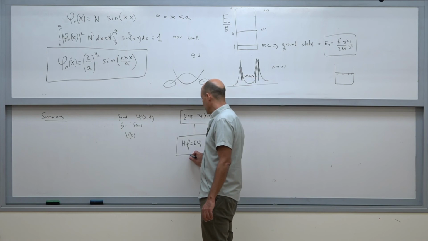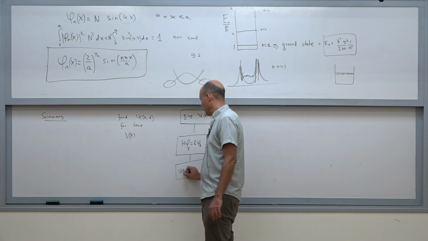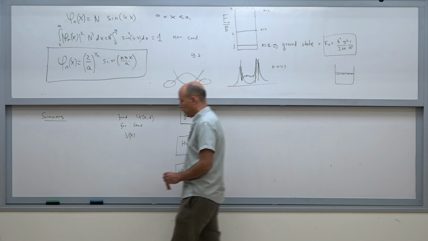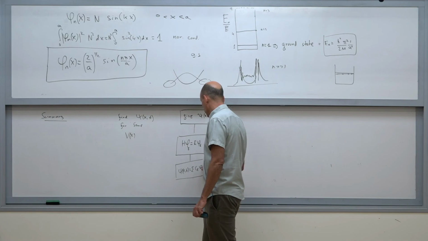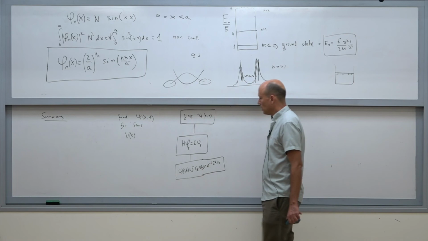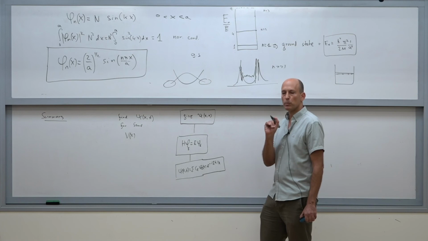psi(x,t) as a sum of c_E phi_E(x) e^(-iEt/ħ). And we said this is a sum of energy. But now we can be a little bit more specific. What is the meaning of sum of energy?